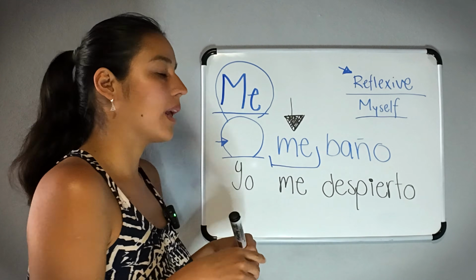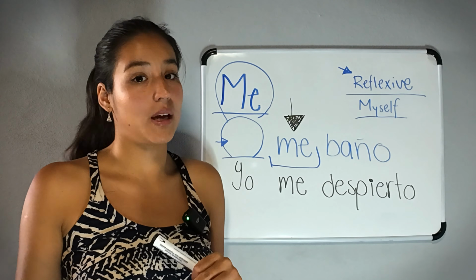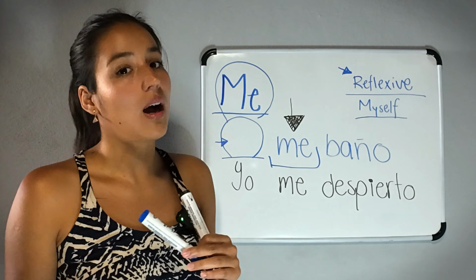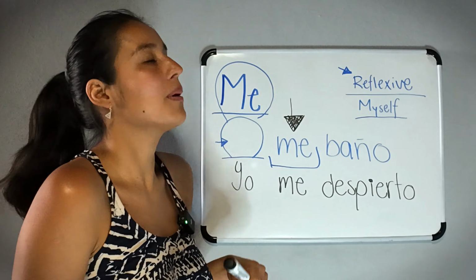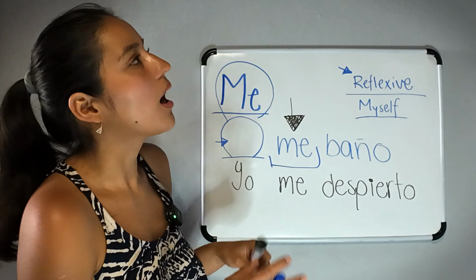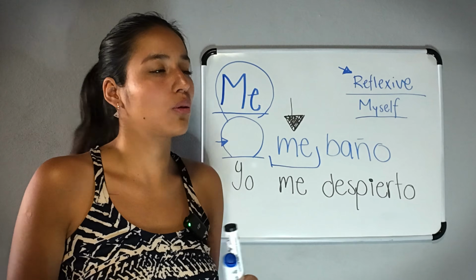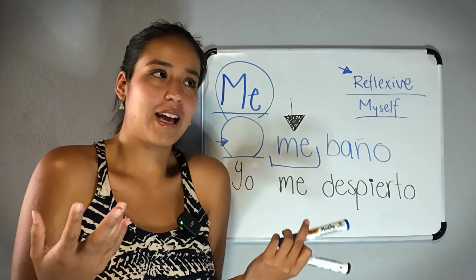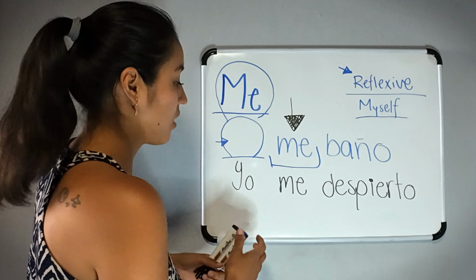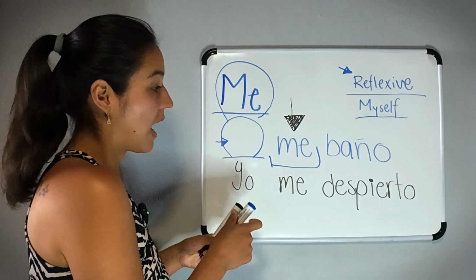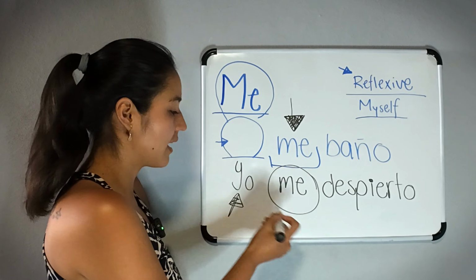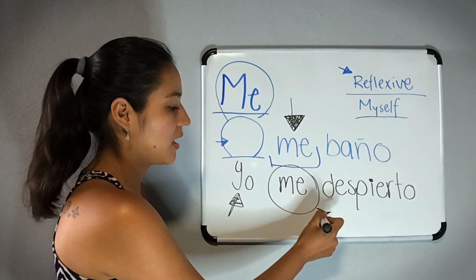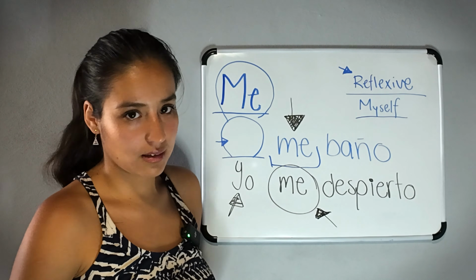The other one will be yo me despierto. Means I wake up. But if you think about it in a reflexive way, it's like I wake up myself. Something like that. Super weird? Yes. But it's how we speak, okay? So this is when we are using it. I remember, I am doing the action, yes, but I am receiving the action. Yes. Okay?